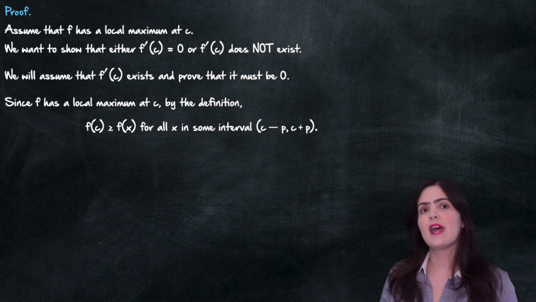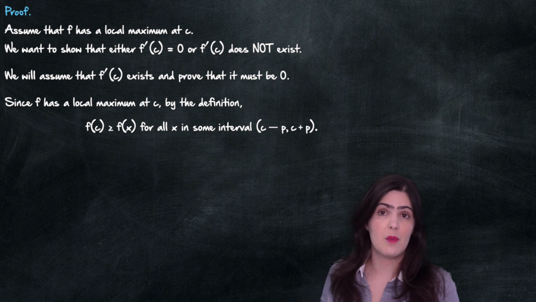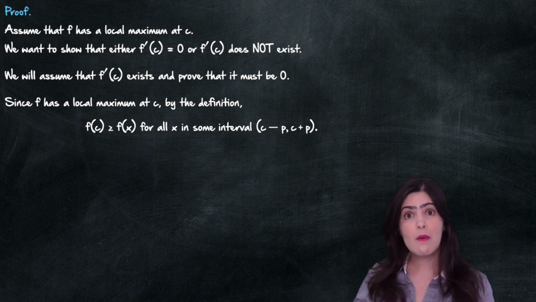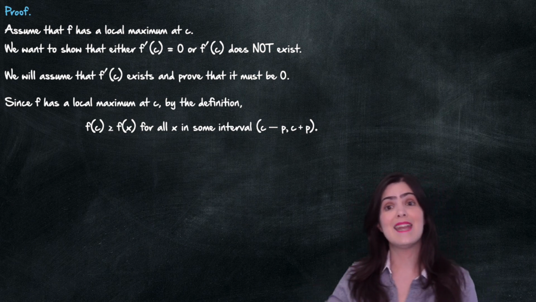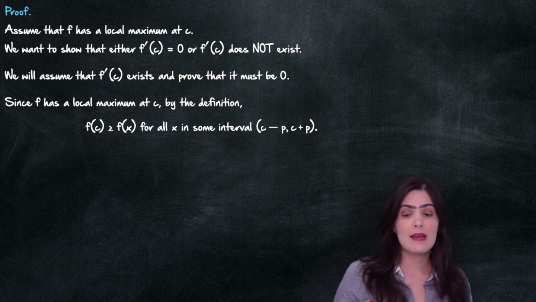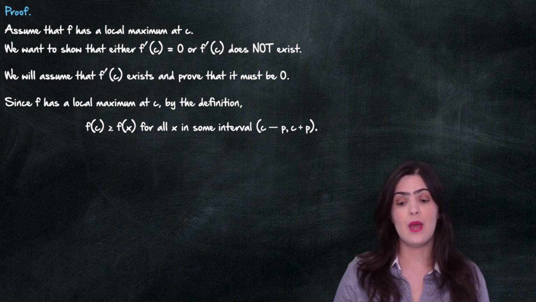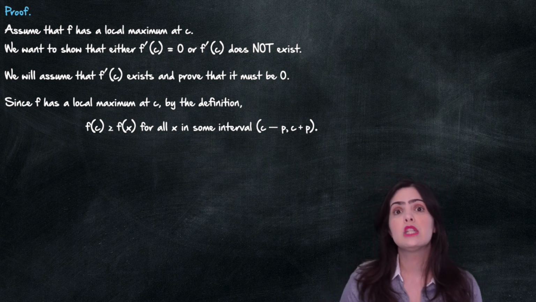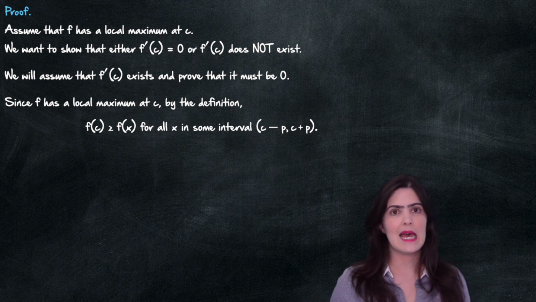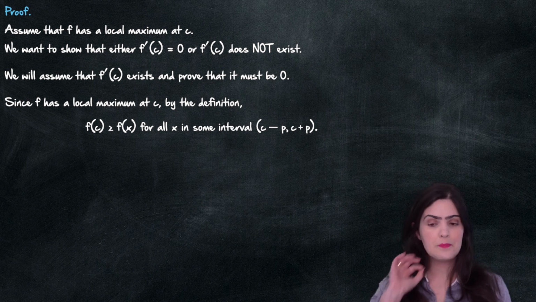So we will assume that f prime exists and we will prove that it must be 0. And the other option was that it doesn't exist. So here what we're doing is that if it exists, then it is 0. Now, since we have a local maximum at c, by definition, f of c is greater than or equal to f of x for all x in some interval centered at c. I call it (c minus p, c plus p).